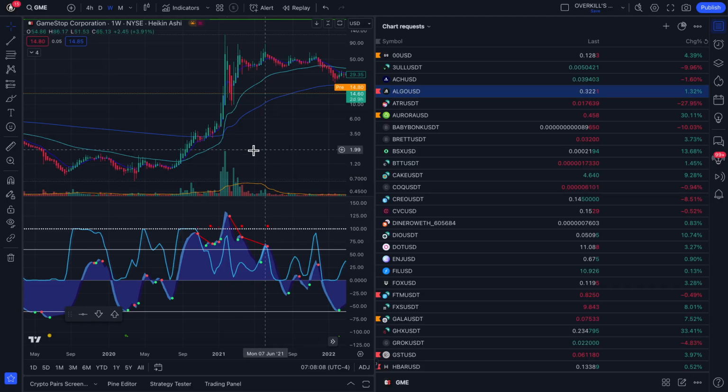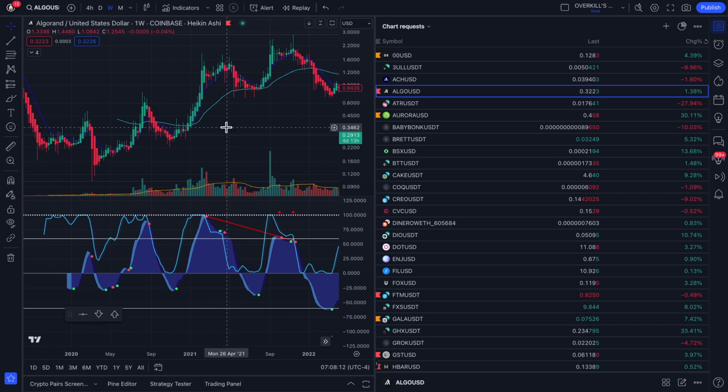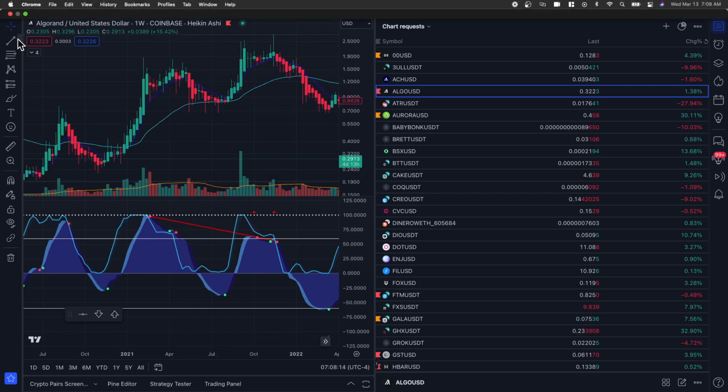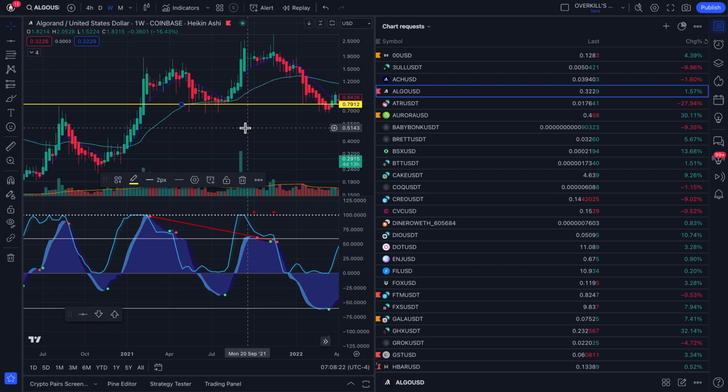And number 6 is use a stop loss. Let me go back to Algo real quick. You can see this was our setup here. So if we were playing this green dot here, we would have wanted to set up a stop loss at the bottom of that candle, the bottom of where the green dot came.